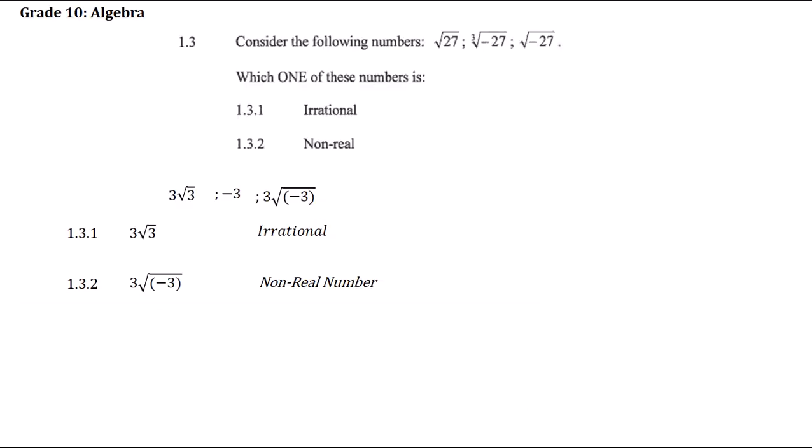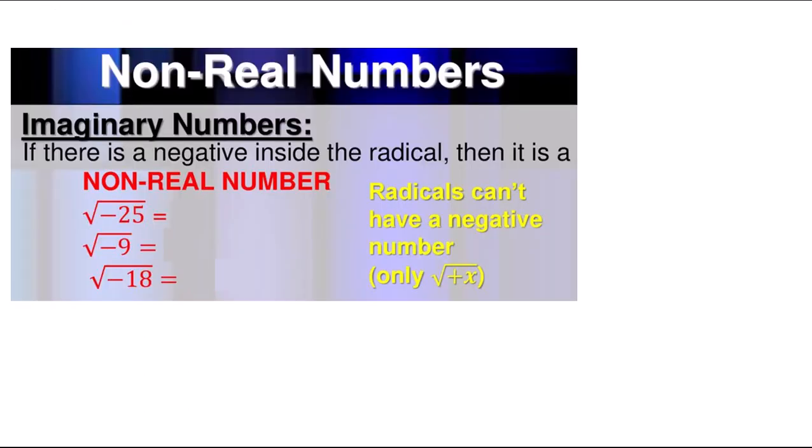Then number 1.3.2, non-real. So what are non-real numbers? Let's go check. This is the definition. Sometimes they are called imaginary numbers. If there is a negative inside a radical, then it is a non-real number. So whenever you have a negative number inside a radical, it is a non-real number. In other words, if you have an even root of any negative number, that is another definition. If you have an even root of a negative number, you are dealing with non-real numbers.